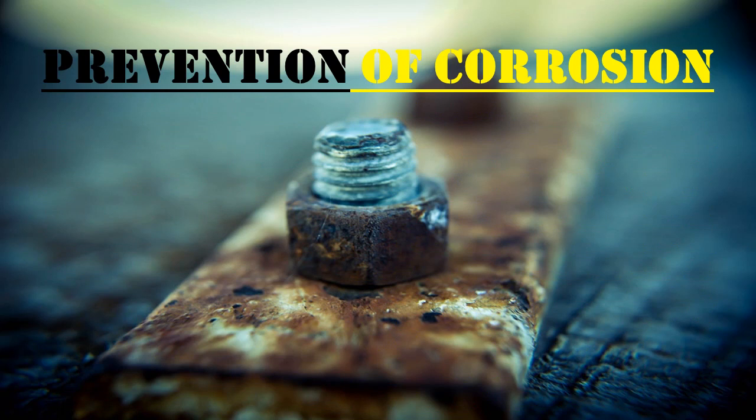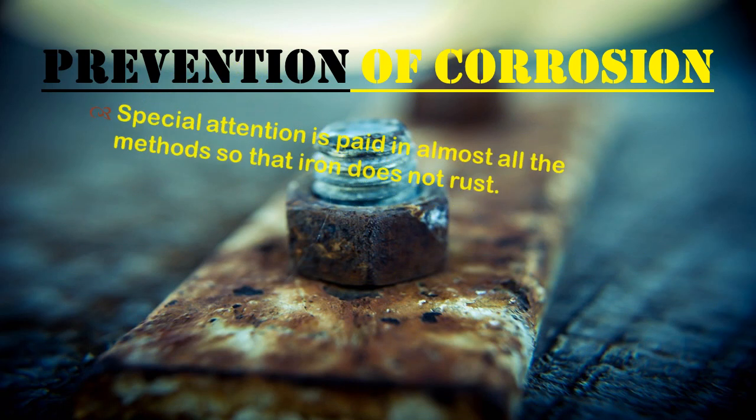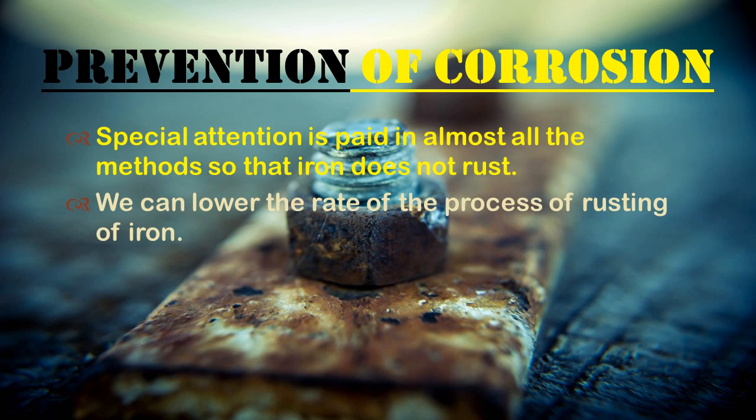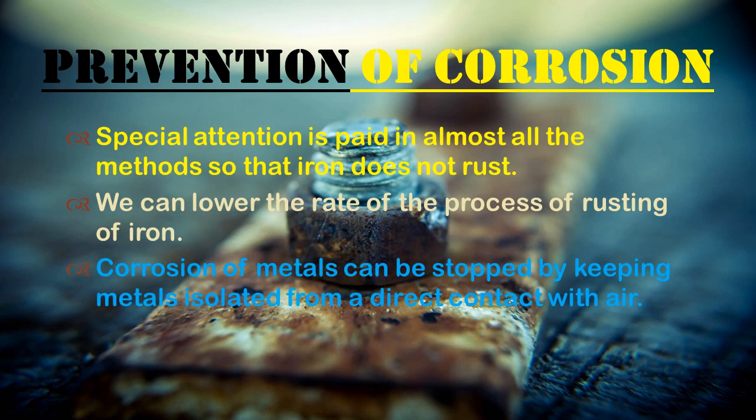So students, various methods are used to protect metals from corrosion, and special attention is paid in almost all the methods so that iron does not rust, and we can lower the rate of the process of rusting of iron. Corrosion of metals can be stopped by keeping metals isolated from direct contact with the air. That means if the metal is kept separated or isolated from direct exposure to air, the rate of corrosion can be reduced. So it is reduced when we isolate the metals from direct contact of air.